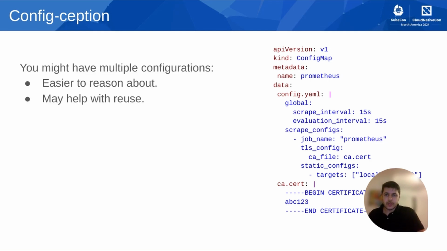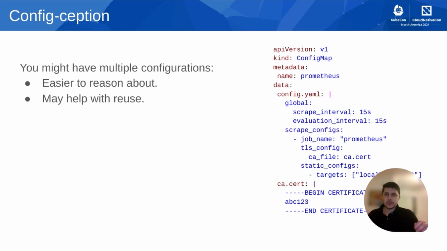Next, you might have configurations of configurations. So, for example, in this over here, I have a Prometheus configuration, and you can see within the configuration, the config.yaml, you have a field that points to another file, and that file is also handled by the same config map. So you see config.yaml has a TLS-CA certificate, and that is handled as a separate key here.